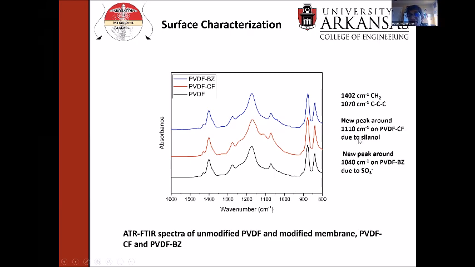What's mainly significant is that for the PVDF-CF membrane, we have a very, very small peak around 1110, which is due to silanol because we have silica particles. And for the PVDF-BZ, we have a very small peak around 1020 due to sulfur, which comes from our zwitterion that we grafted from the membrane surface.